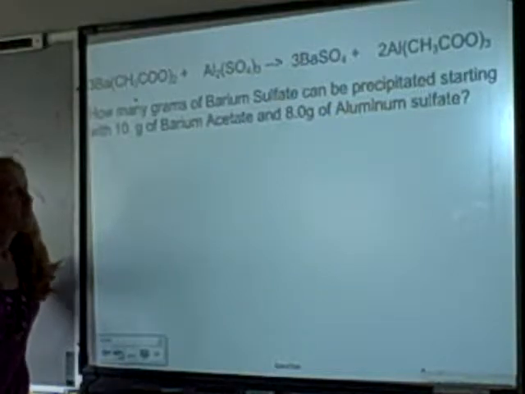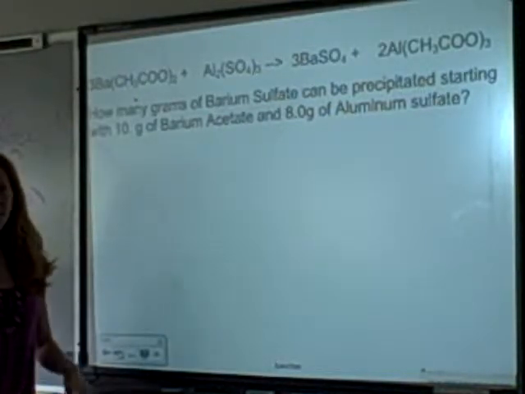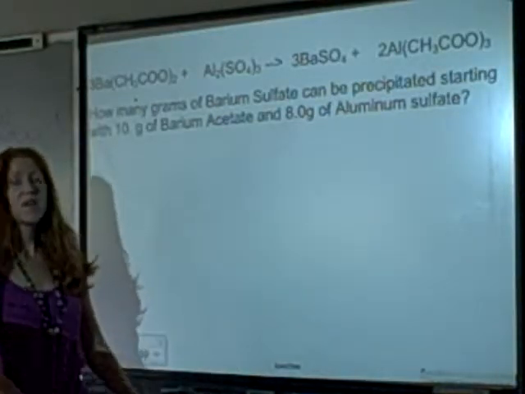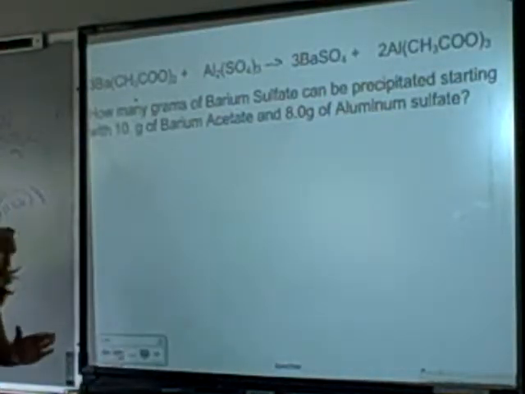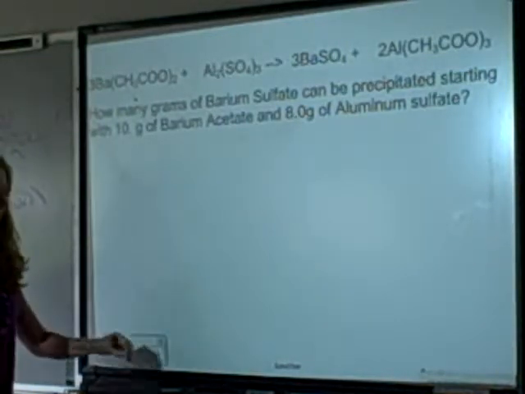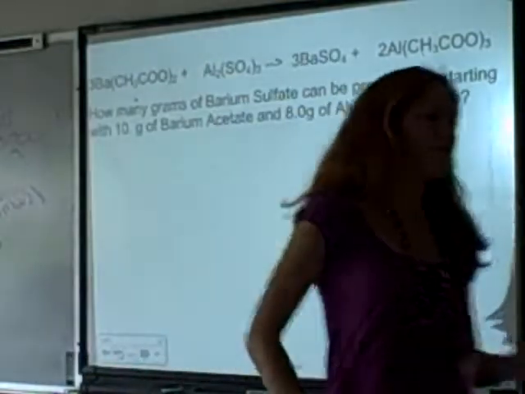So the purpose of the limiting reactant is to say, well, if I have this much of each reactant, how much product could I make? You figure out how much product you can make starting with each of the reactants, and then the one that makes the least is your limiting reactant, and that's your theoretical yield.